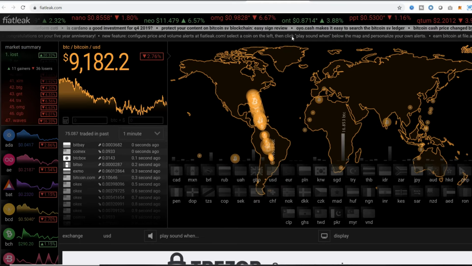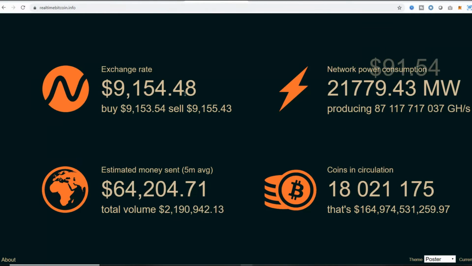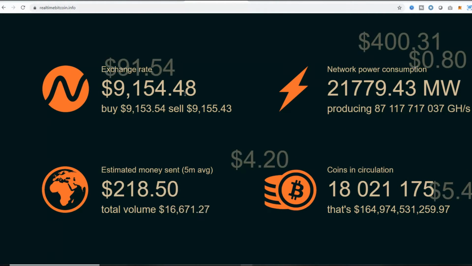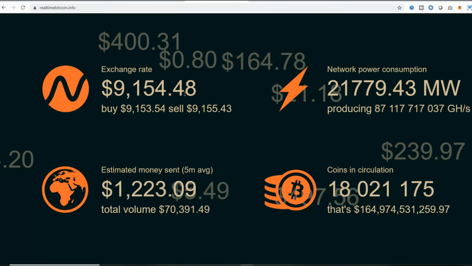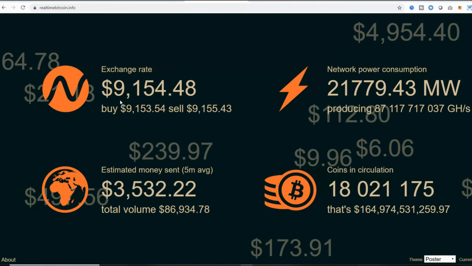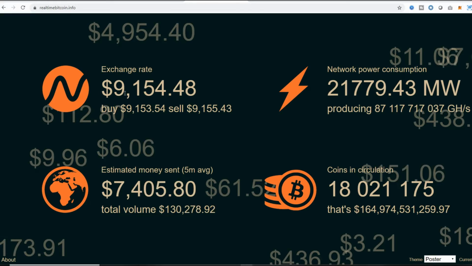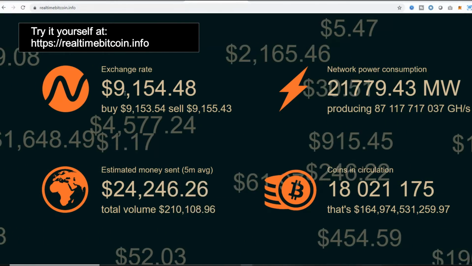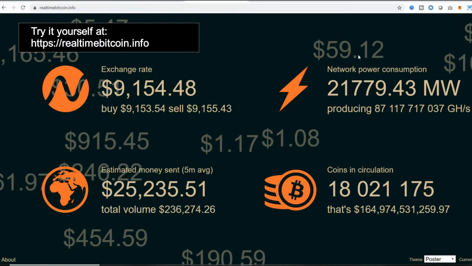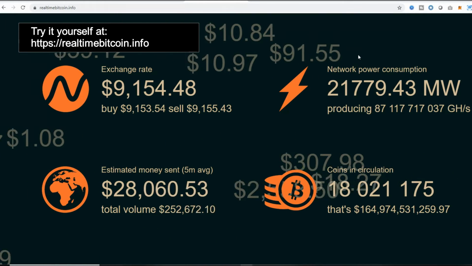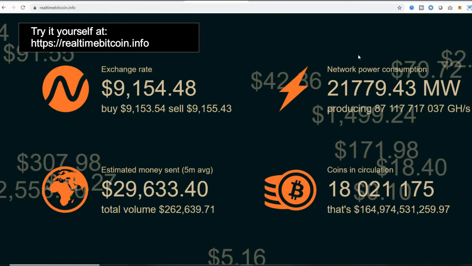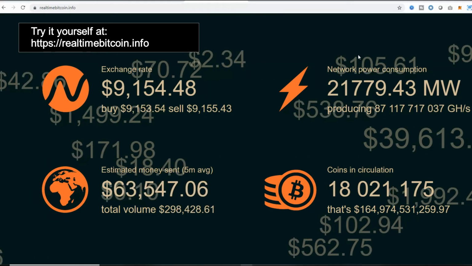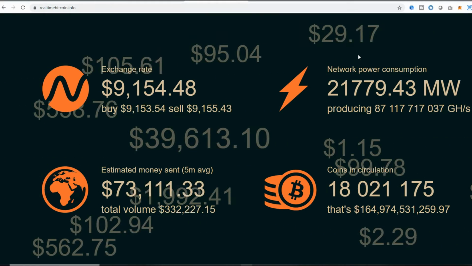The next one I want to focus on is real-time Bitcoin, because it also gives you other information you normally don't see. So what you see here is the exchange rate, and this is an average of what Bitcoin is trading for across multiple exchanges. But you can also see other information such as network power consumption. Now this is not exact. This is what's estimated, but you can see the power consumption for the Bitcoin network, and you can see the number of Bitcoins in circulation.